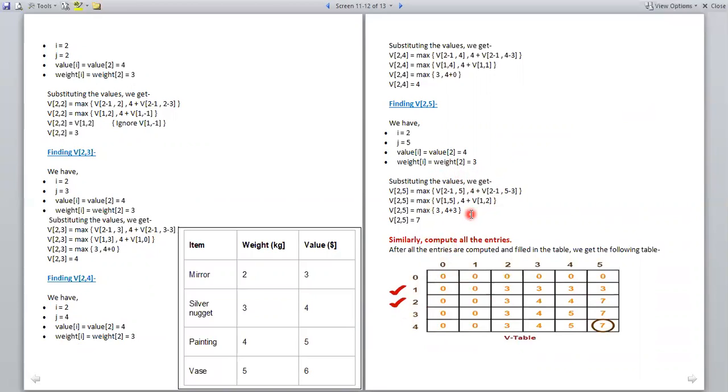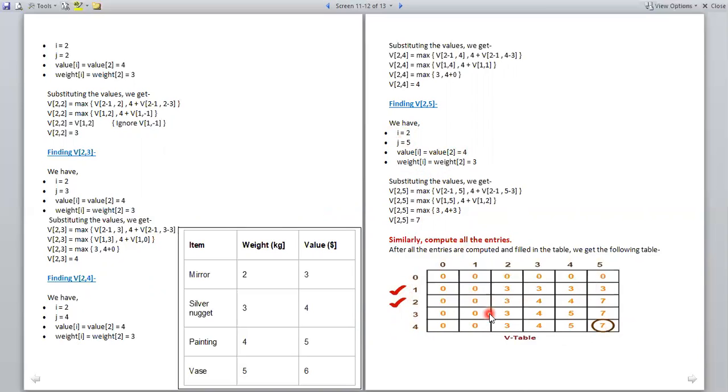We just take the index values i and j, and then find the corresponding value of the item and the corresponding weight of the item. Just put the values in the given formula, then find the third and fourth rows, and this is our final table.